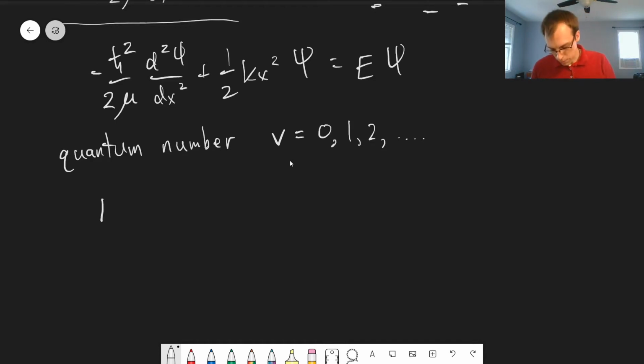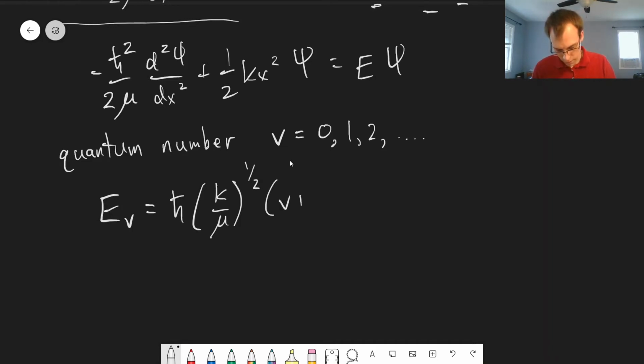And so we end up with energies for our different wave functions that depend on v. The solution is that the energy is equal to h bar times the square root of k over mu times v plus 1/2. Okay, so these are quantized energies. We can only have specific energy levels with the quantum number v, and again, v starts at 0 and then increases. Now this is often rewritten.